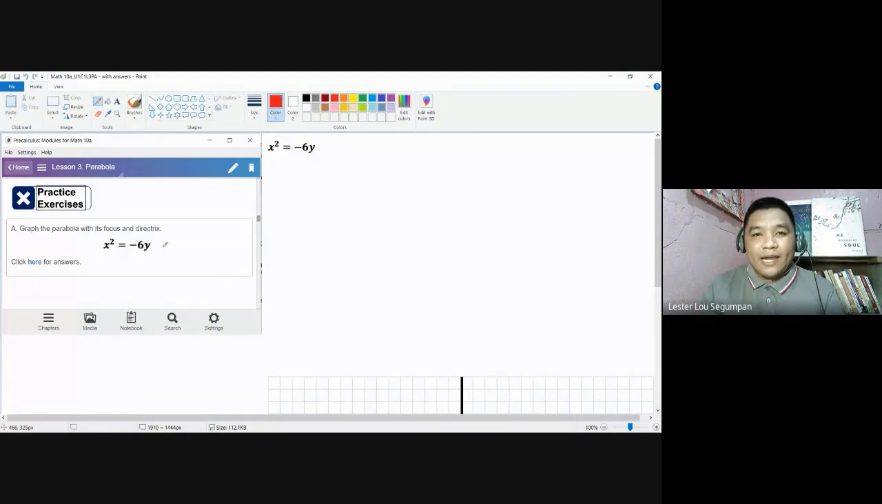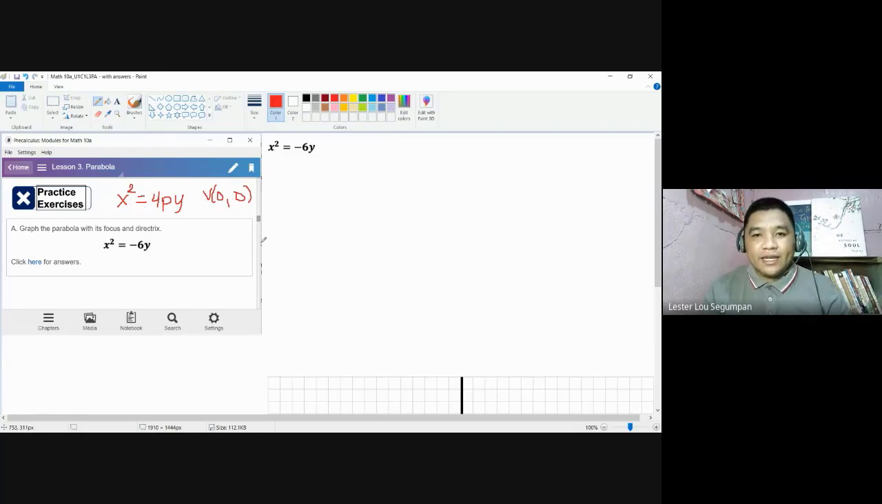For us to be able to graph this, let us not forget that we also need the vertex of the parabola. But for an expression like this, a standard form of an equation just like this, it is already expressed in the form x squared is equal to 4py. This form has its vertex already identified at the origin, 0, 0.